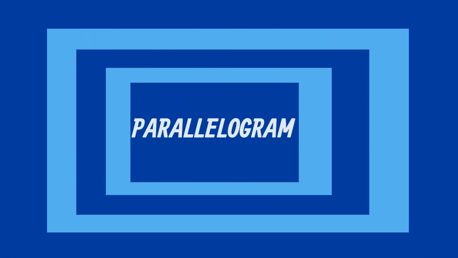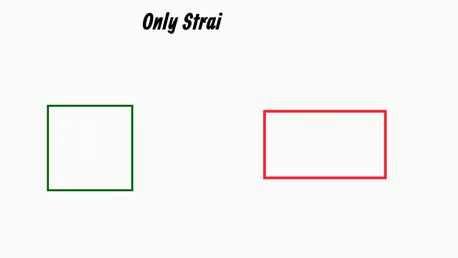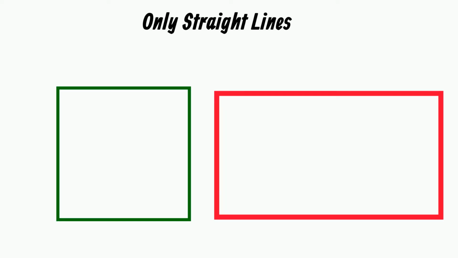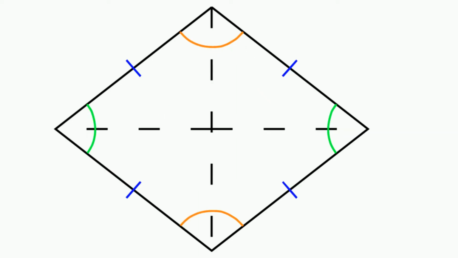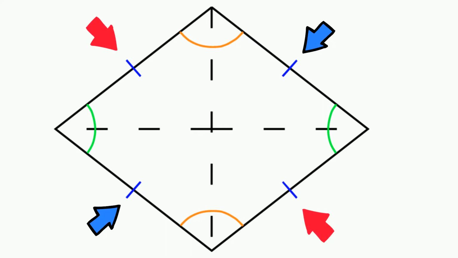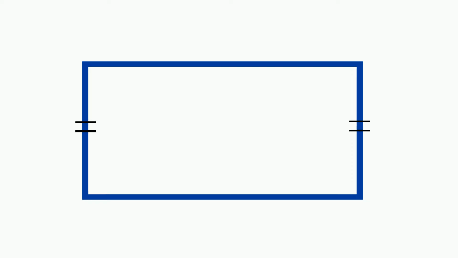A parallelogram is a 2D plane shape. It contains only straight lines. It's also considered a quadrilateral, so it has four sides, and it's a closed figure. The opposite sides are parallel. Opposite sides are also congruent or equal.